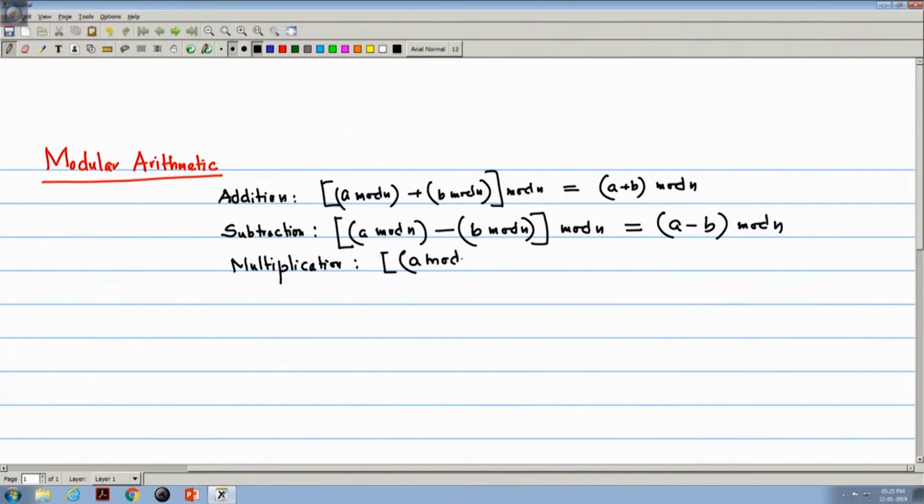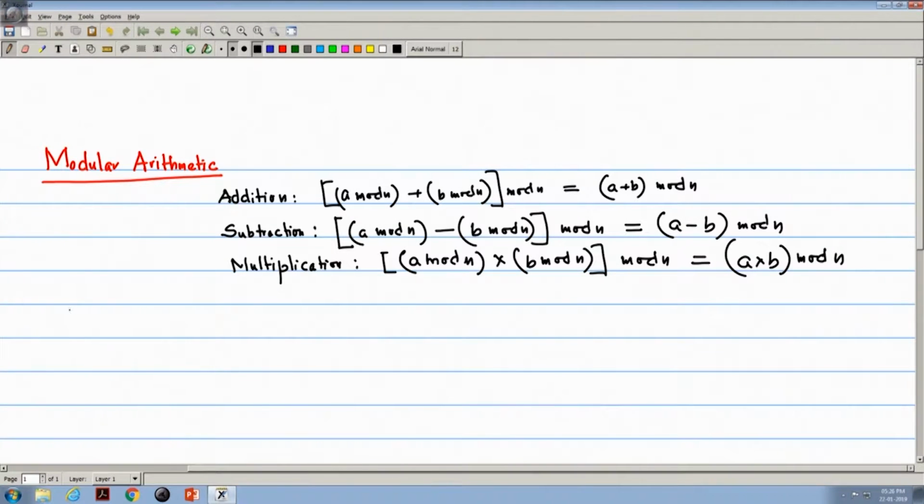And the multiplication: a mod n into b modulo n, take the modulo n, which is a into b modulo n. Now, we take one example of how it is used for larger arithmetic, and what the advantage of this is.